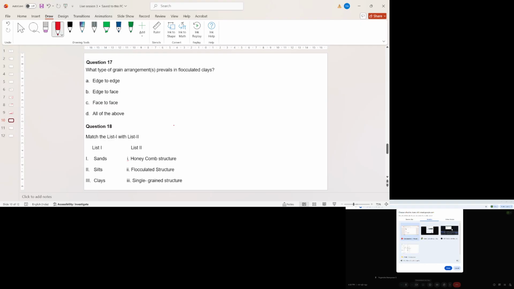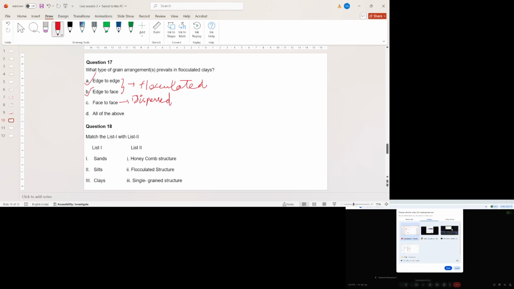As I discussed earlier, the types of grain arrangement which prevail in flocculated clays are these two. This is for dispersed. Right. So the options are option A and option B.